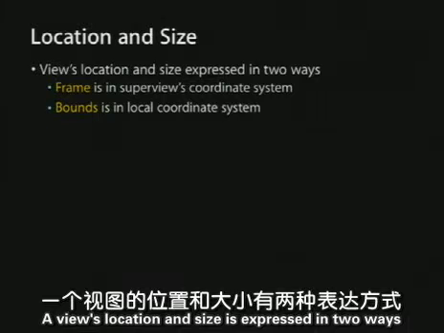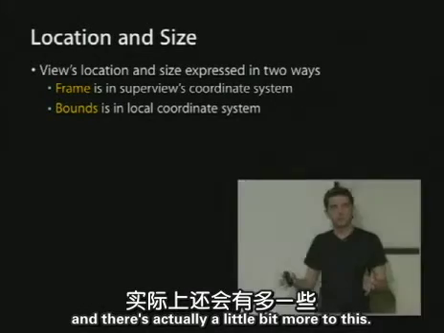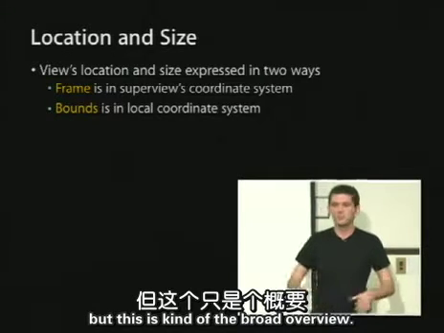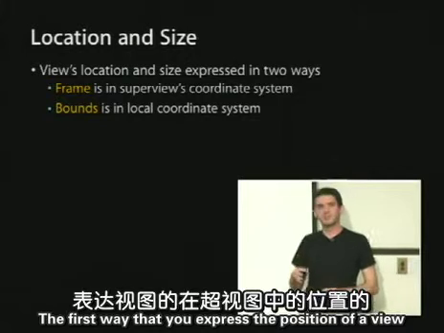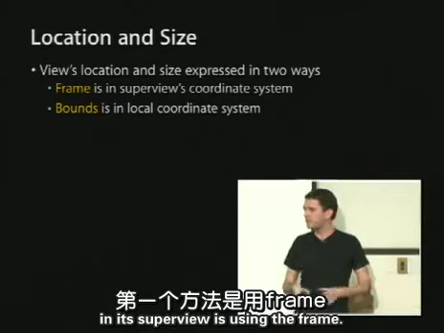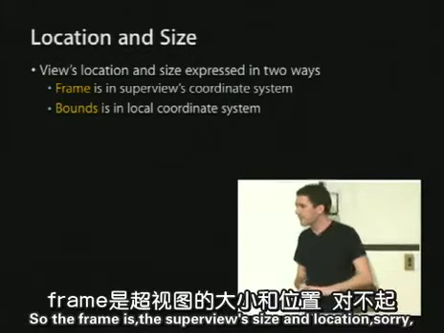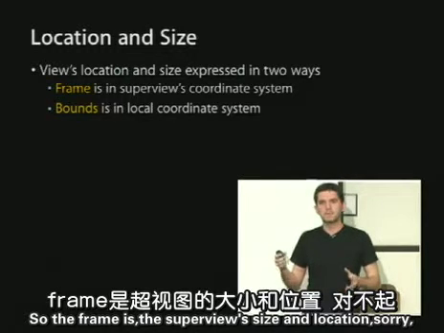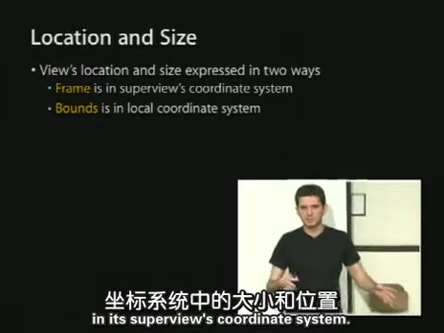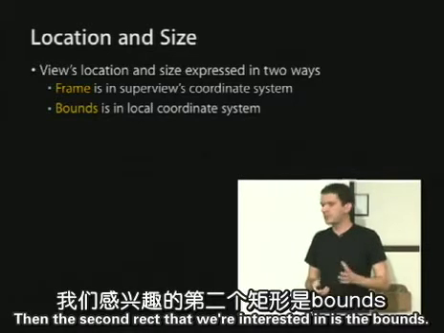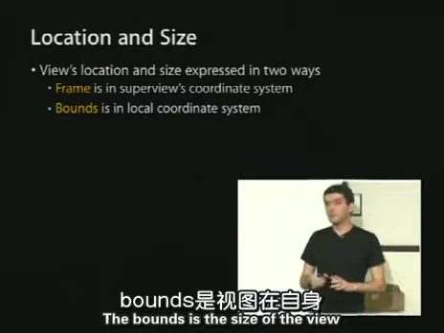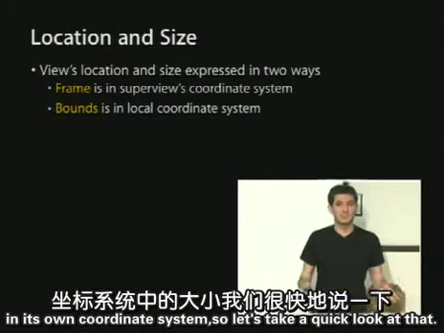A view's location and size is expressed in two ways, and there's actually a little bit more to this. We're going to spend a little bit of time talking about it, but this is the broad overview. The first way that you express the position of a view in its superview is using the frame. So the frame is the view's size and location in its superview's coordinate system. Then the second rect that we're interested in is the bounds. The bounds is the size of the view in its own coordinate system.